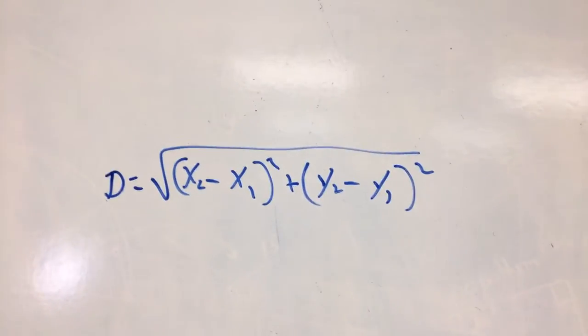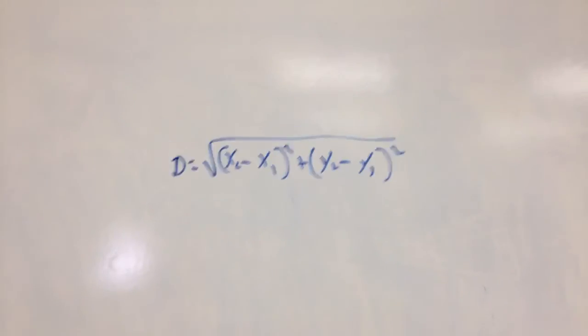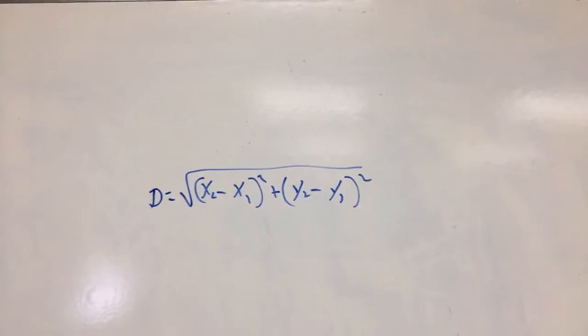D is equal to the square root of x2 minus x1, y2 minus y1, and you turn it around. All right, that's your distance formula. You kind of need to have that one too. You'll need that one for the last one. You get that funny rectangle sitting on that grid.